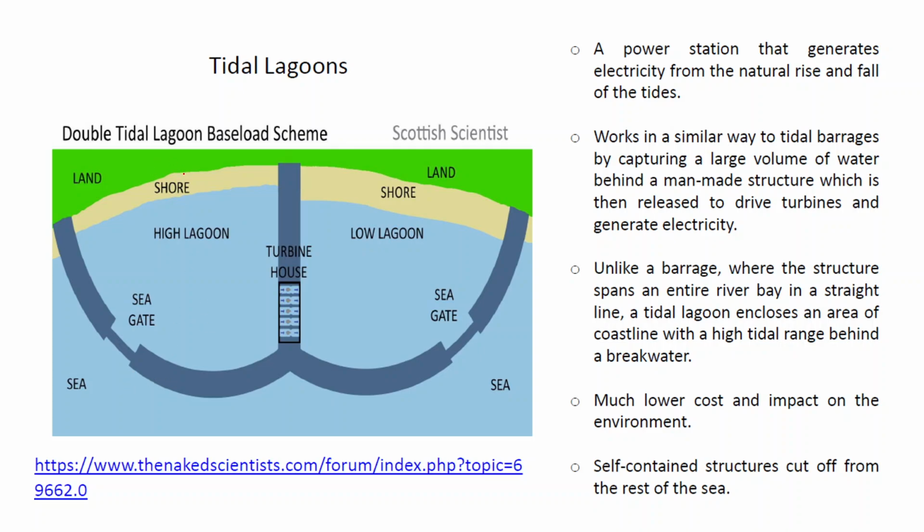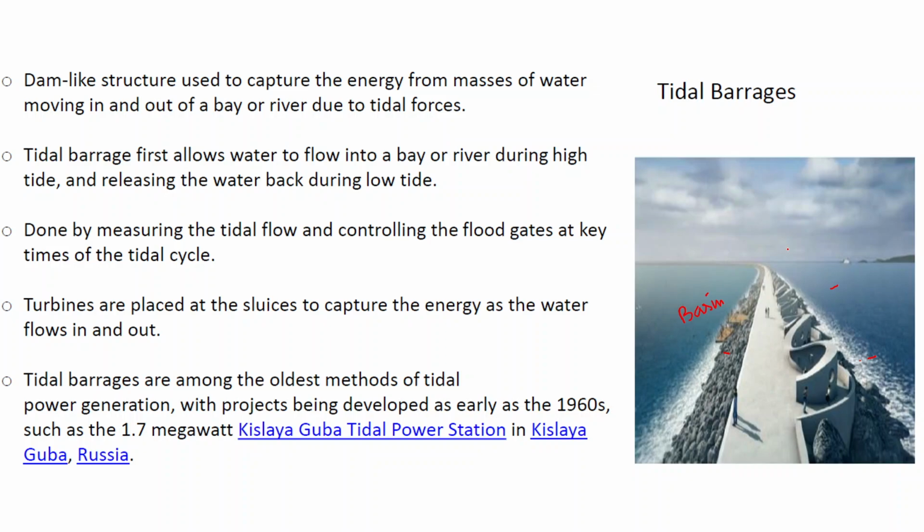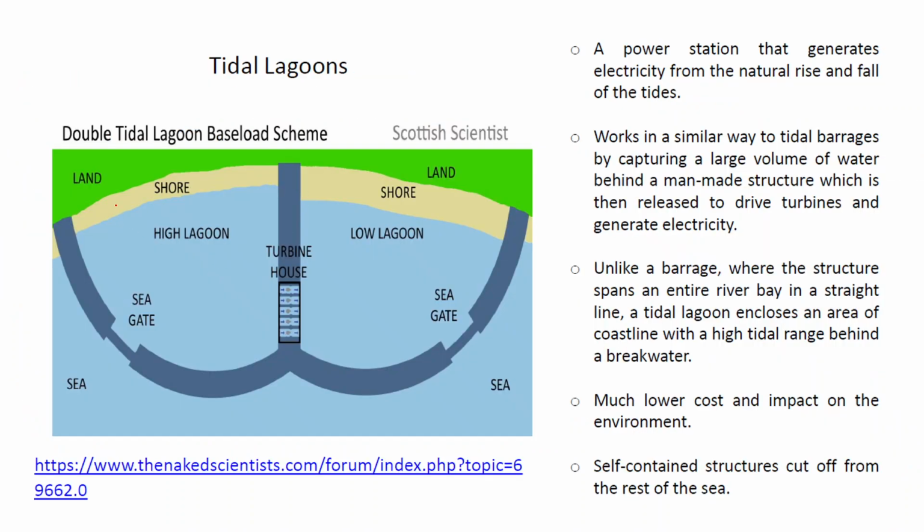Coming on to the tidal lagoons, as we can see here, this is the sea, and this is the land and shore, and this is an enclosed area. In the barrage, a very open area is enclosed with the barrage, but in the lagoons, an enclosed area is taken. From here, sea gates are there and water comes in. During the tides, water flows through this turbine house, the blades of these turbines rotate and generate electricity.